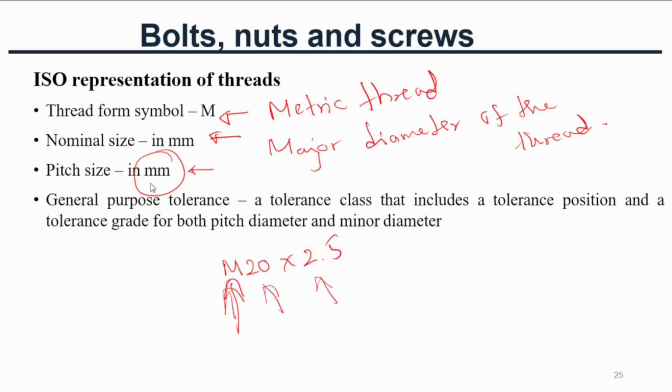Okay, so ISO threads specify general purpose tolerance. The tolerance includes both position and grade. Then the pitch diameter actually controls thread fit. Minor diameter controls thread depth and clearance.